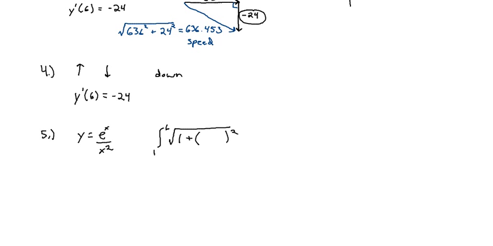So we need to take the derivative y prime. You'll want to rewrite y as e to the x times x to the negative 2, I imagine, to avoid the quotient rule. And so y prime is going to equal e to the x times x to the negative 2, the derivative of e to the x is e to the x, plus negative 2x to the negative 3 times e to the x. So then pull out an e to the x.